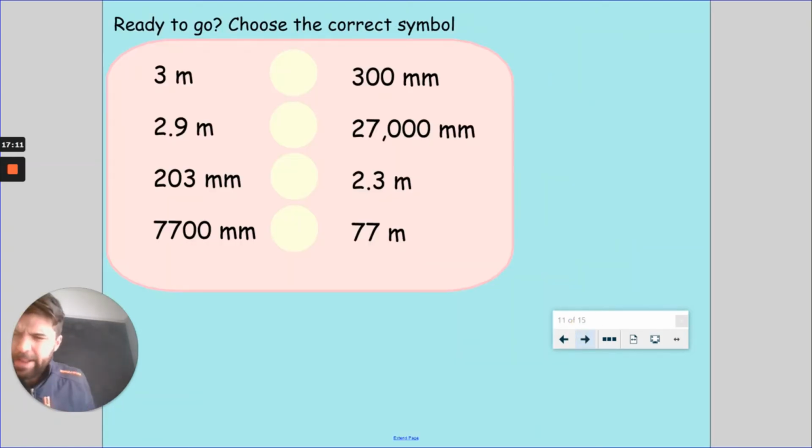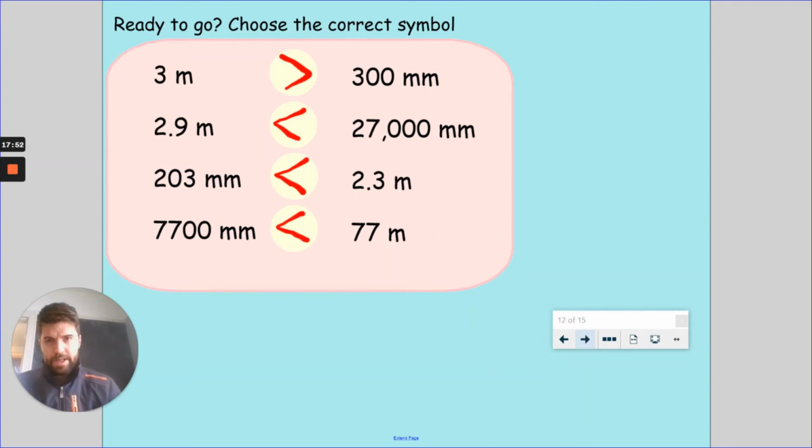Okay, let's see if you're ready to go then. What I'd like you to do is have a go at some conversions here. The task is to choose the correct symbol. It's going to be lesser than, greater than, equals. Your choice, whichever you think is right to go in each conversion. So you're going to need to convert, either from metres to millimetres or millimetres to metres, so that you can have them in the same unit. Once you've converted them, you can decide which is bigger, which is smaller. This is your opportunity to find out how you're getting on, what you need. So have a go at these in your book, and I'll be back with the answers in a minute.